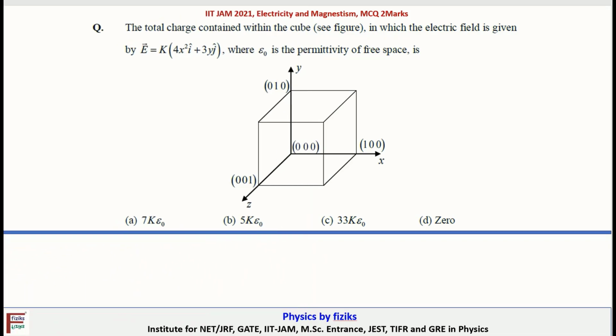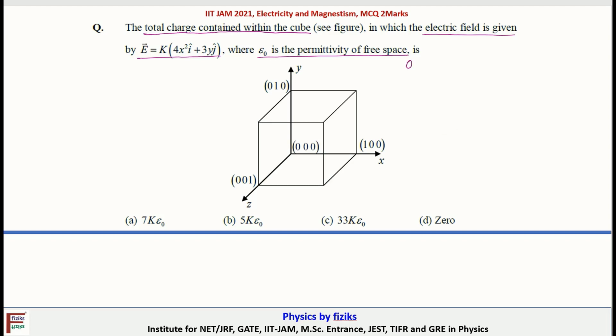So, hello students. In this question, we have to find the total charge contained within a cube as shown in this figure, in which the electric field is given by this expression, where epsilon naught is the permittivity of free space. So the electric field is given and we have to find the charge enclosed.